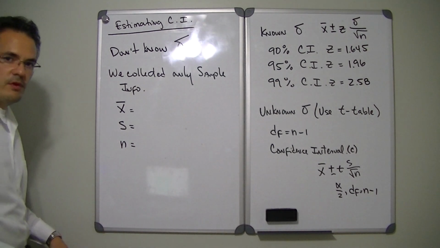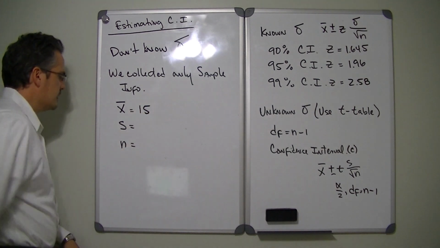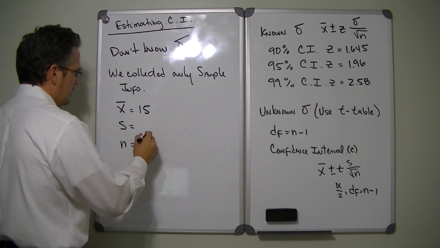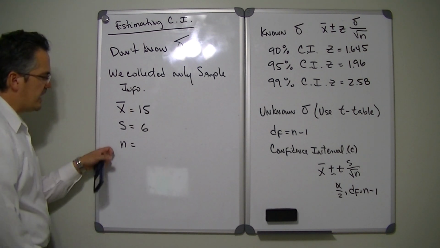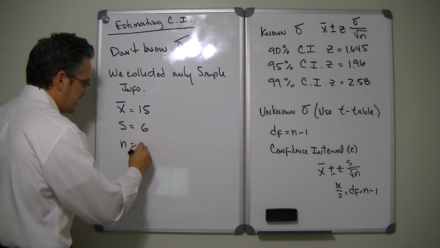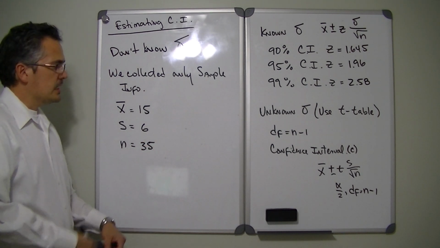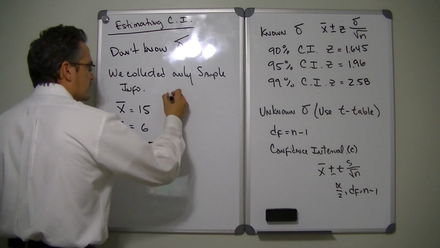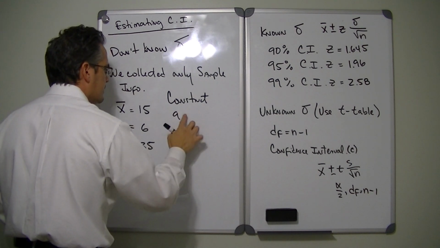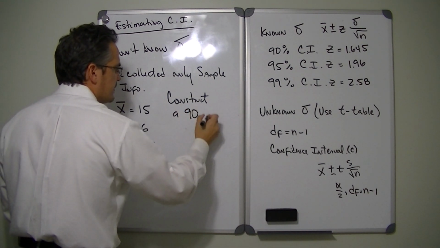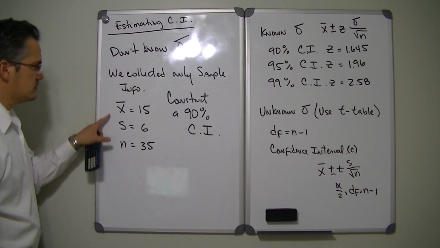So let's say that we have data where the sample mean is 15, where the sample standard deviation, let's call it 6, and then we have a sample size of, let's say, 35. All right, and let's say that they ask you to construct a 90% confidence interval around this data.